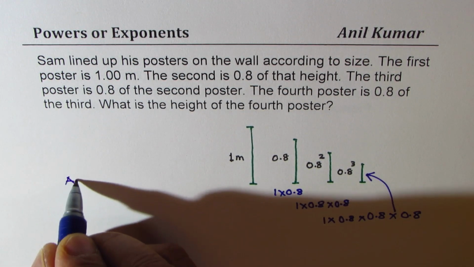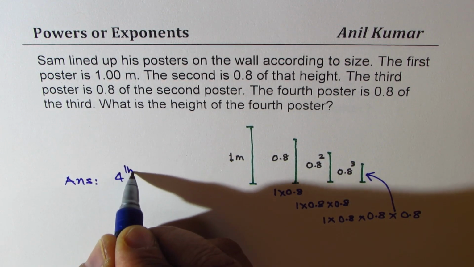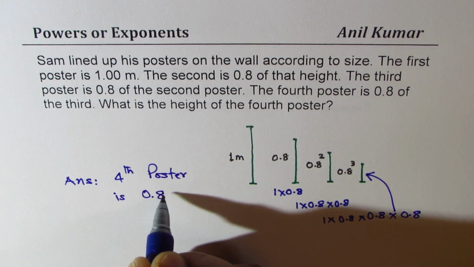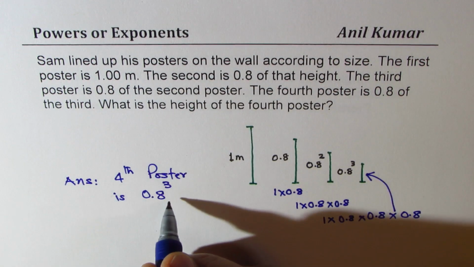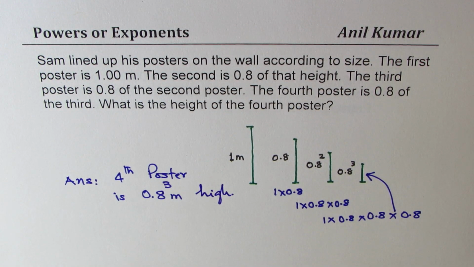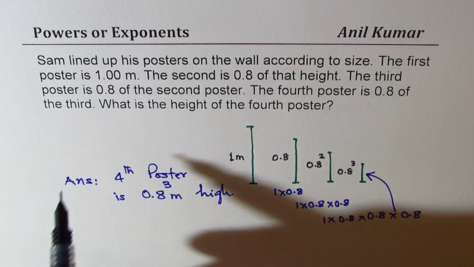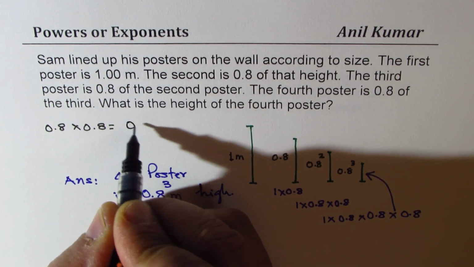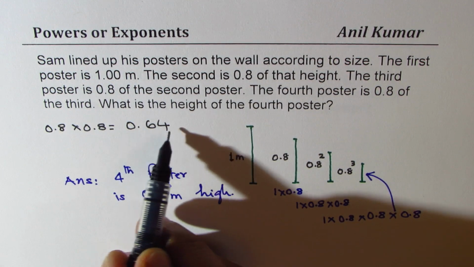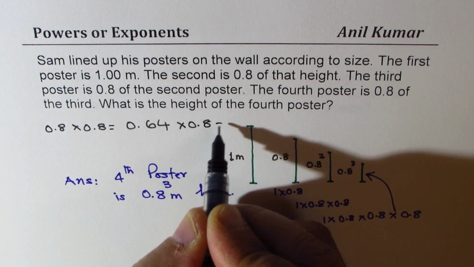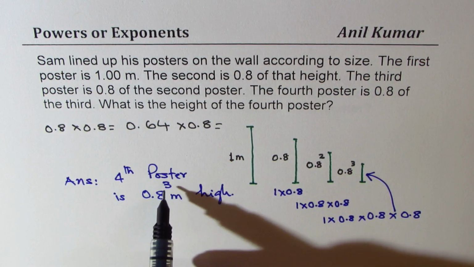Perfect. So our answer here is that the fourth poster is 0.8 cube meter high. Perfect. So that is how you're going to write down the answer. Now if you have to calculate, you could multiply 0.8 times 0.8. We get 0.64. Remember, you have to put 2 decimal places. Now if I again multiply this by 0.8, now I get the 0.8 cube.